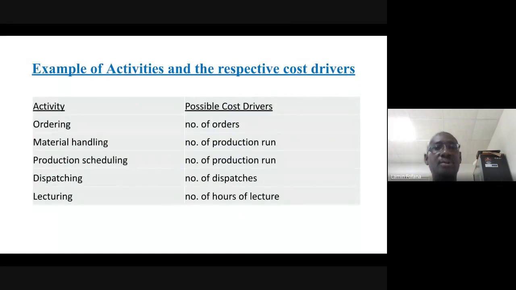So these are some of the activities and their respective cost drivers. For example, when there's an activity called ordering, the cost driver is the number of orders. Material handling, the number of production runs. Lecturing, the number of hours of lecture. Let's say the doctors, for example, the salary attached to the doctors. What will be the cost driver for that one?